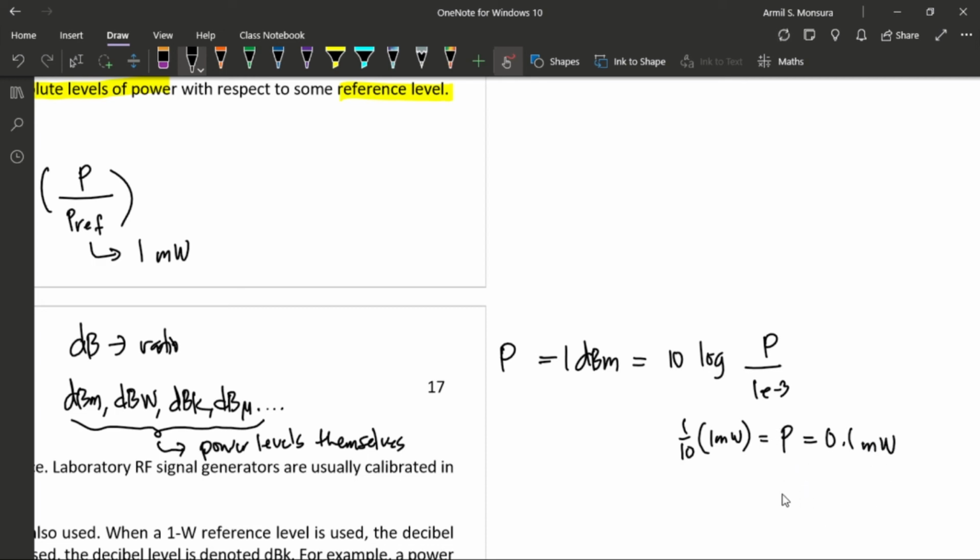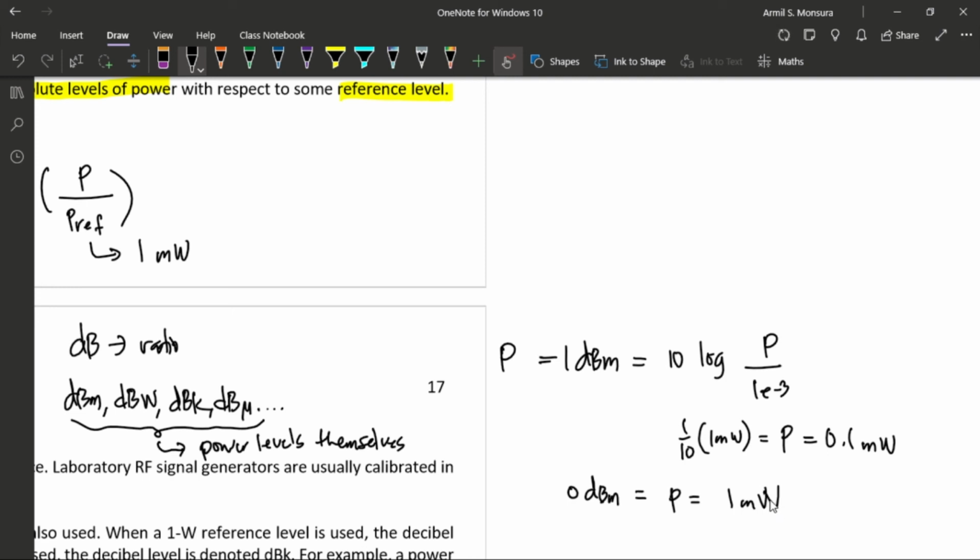So that means 1 dBm refers to 0.1 milliwatts, right? So we divide this by 10, so 0.1. Then we multiply it by 1 milliwatt, so 0.1 milliwatts. So, 0 dBm actually refers to a power level of 1 milliwatt. So, it is really a power level.